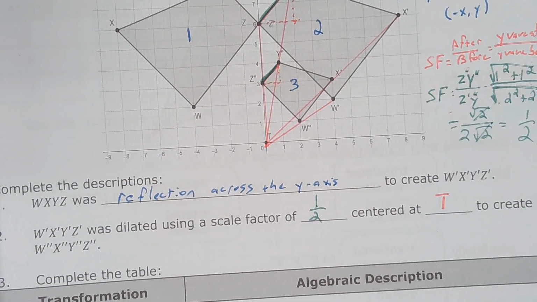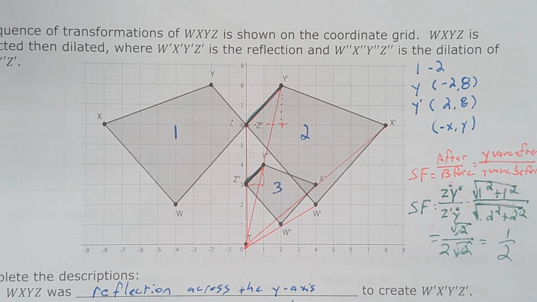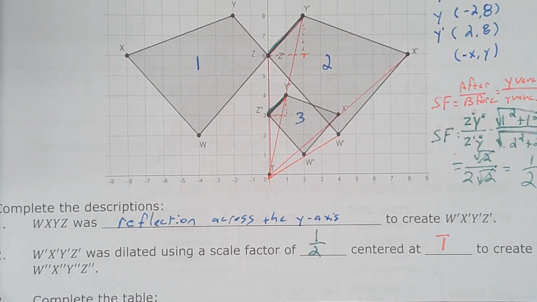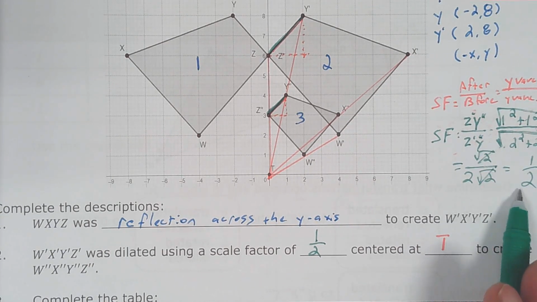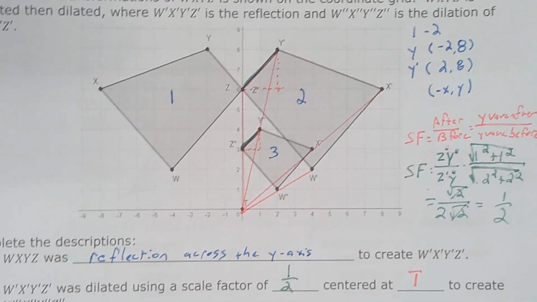So what is my algebraic description for the reflection? Well, I have that right here. It's just x comma y goes to negative x comma y, and then the dilation is x comma y times my scale factor 1/2. So there you go.